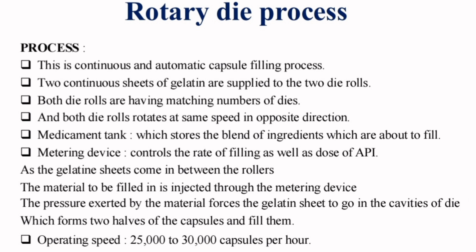And the medicament tank, which stores the blend of the ingredients which are about to fill. It is known as the medicament tank. And the metering device controls the rate of the filling as well as the dose of the active pharmaceutical ingredient. As the gelatin sheet comes in between the rolls, the material will be filled and injected through the metering device, and the pressure exerted by that material forces the gelatin sheet to go into the cavities of the die, which forms two halves of the capsule and fills them.